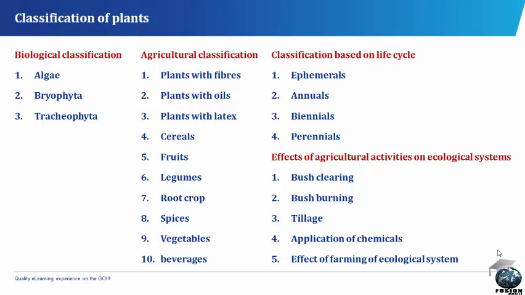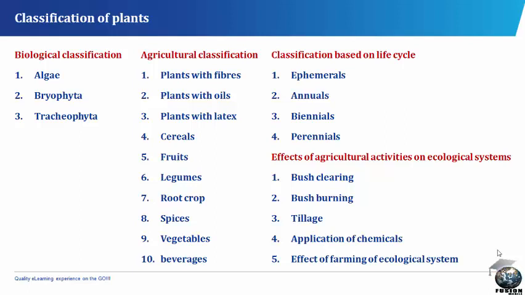Agricultural classification. We have 1. Plants with fibers. These range from jute to cotton, oil palm, date palm, and cactus. 2. Plants with oils. Examples are oil palm, castor oil, coconut, melon seeds, etc. 3. Plants with latex. Examples are para rubber and milk bush.